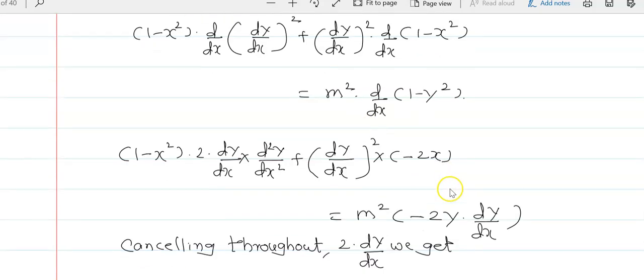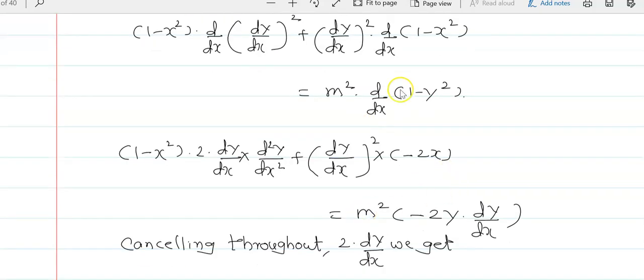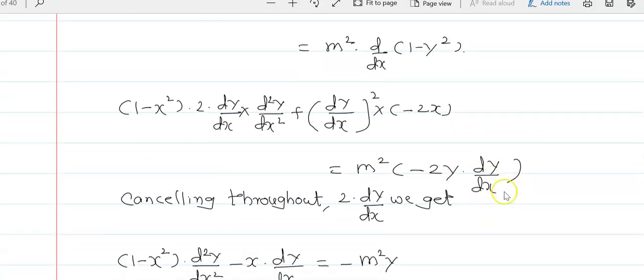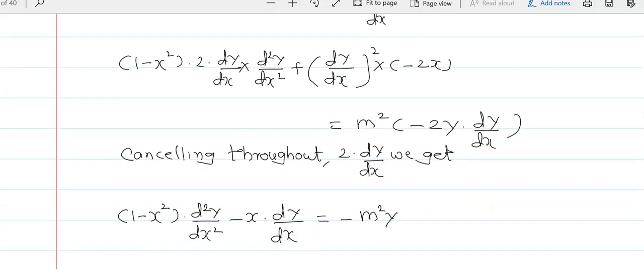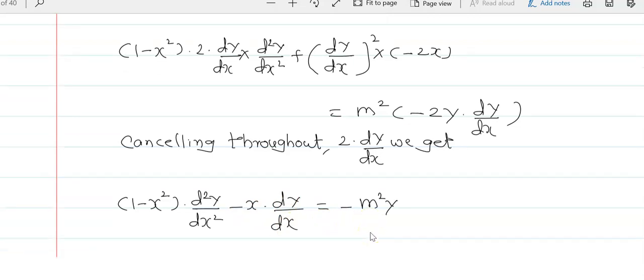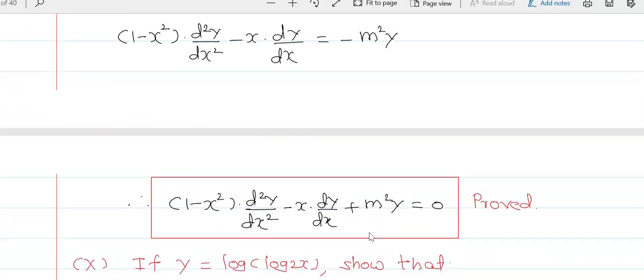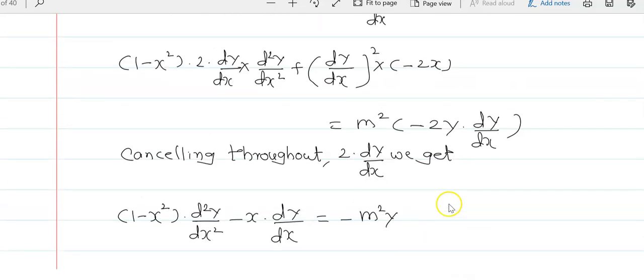That is equals to m square into the derivative of 1, which is 0, minus y square, which is minus 2y into dy/dx. The 2 into dy/dx cancels throughout, then you get (1 minus x square) into d2y/dx square minus x into dy/dx is equals to minus m square y. That's why you will get the answer: (1 minus x square) d2y/dx square minus x into dy/dx plus m square y is equals to 0, and it is a code.